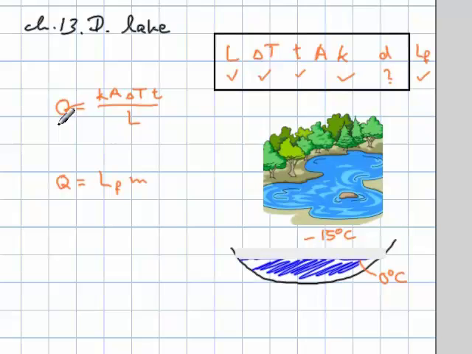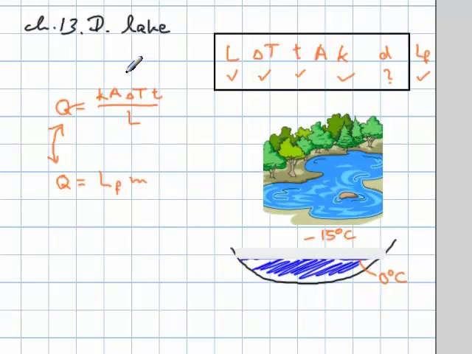We can reason that these two here will be the same. The heat flow through the ice is the heat that is taken away from a certain amount of water that will then freeze due to the latent heat of fusion. Okay, how do we get the d in there?